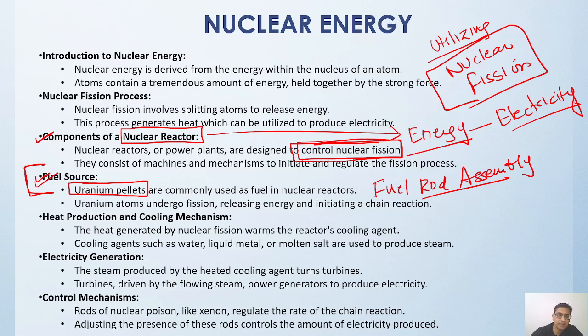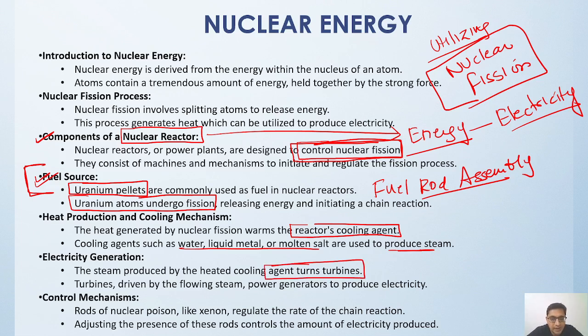These uranium atoms undergo a fission reaction, which becomes so speedy that it gets converted into a chain reaction. This chain reaction keeps on producing heat energy, and that heat energy we utilize. The heat generated by the nuclear fission warms the reactor cooling agent, and cooling agents such as water or liquid metal in a molten state are used to produce steam. The steam helps in moving the turbine, and this turbine is connected to a power generator, which generates the power that is fed into the grid lines.